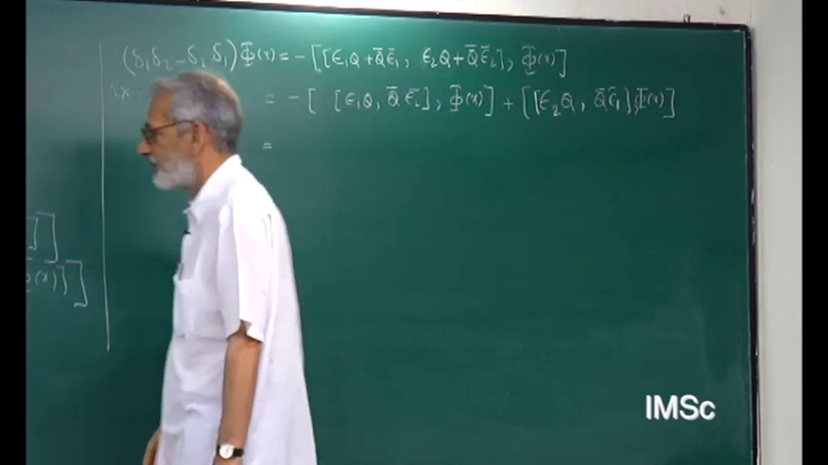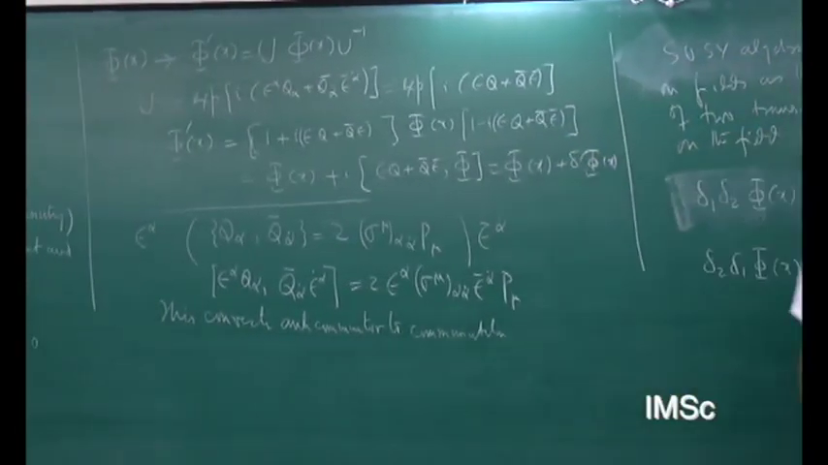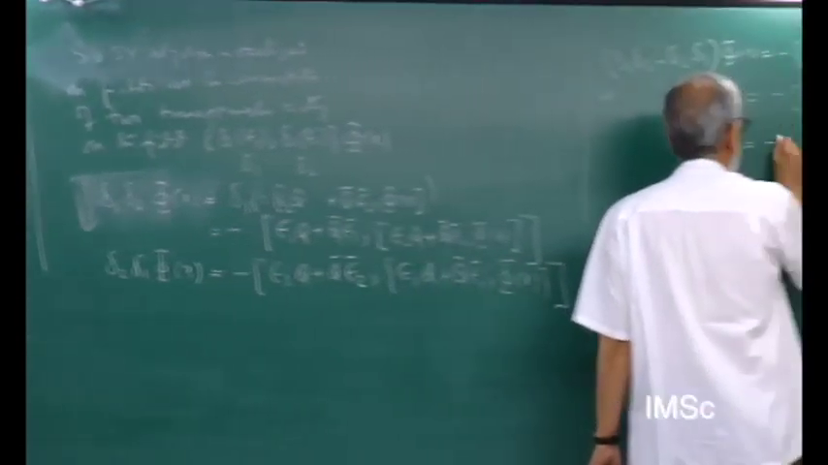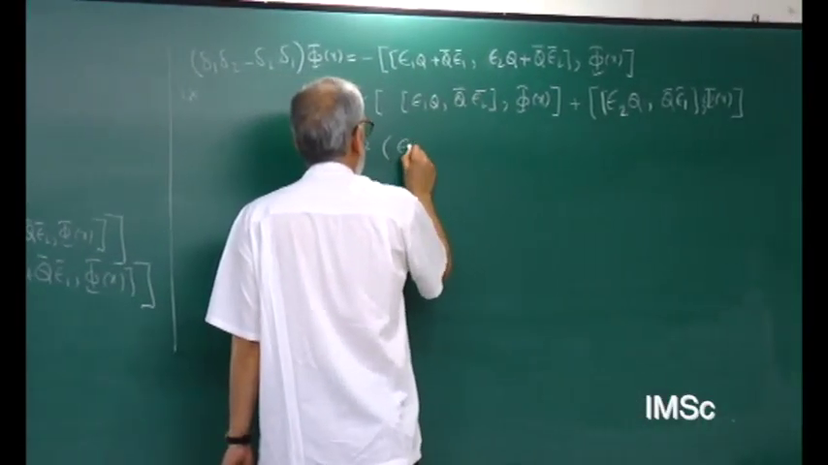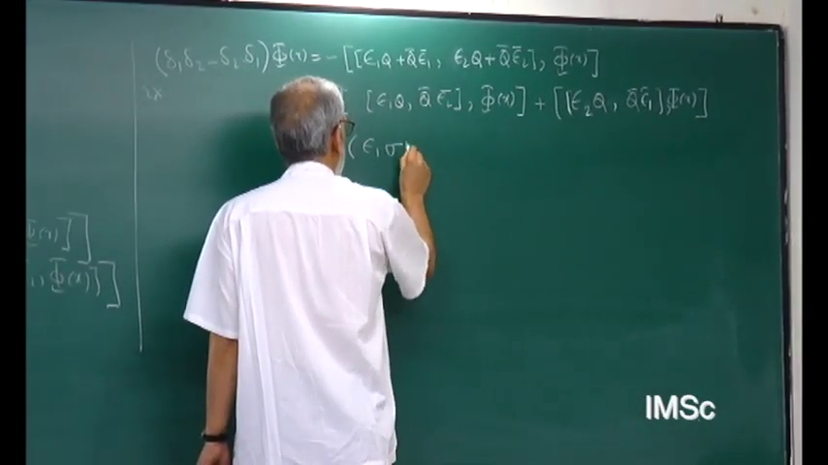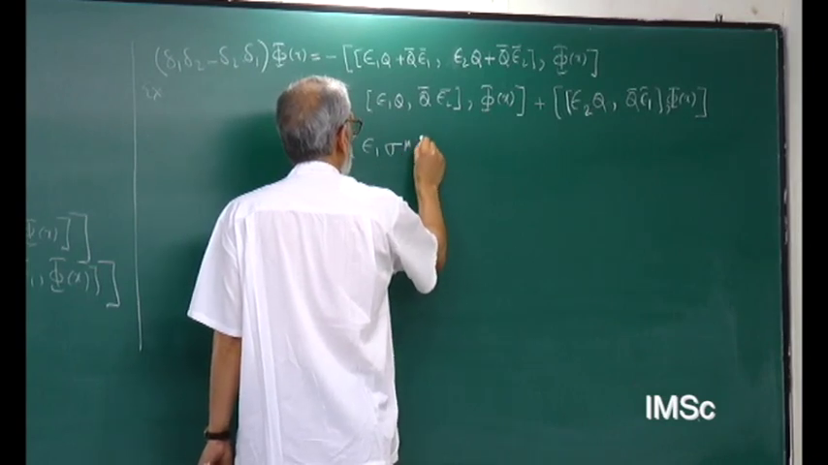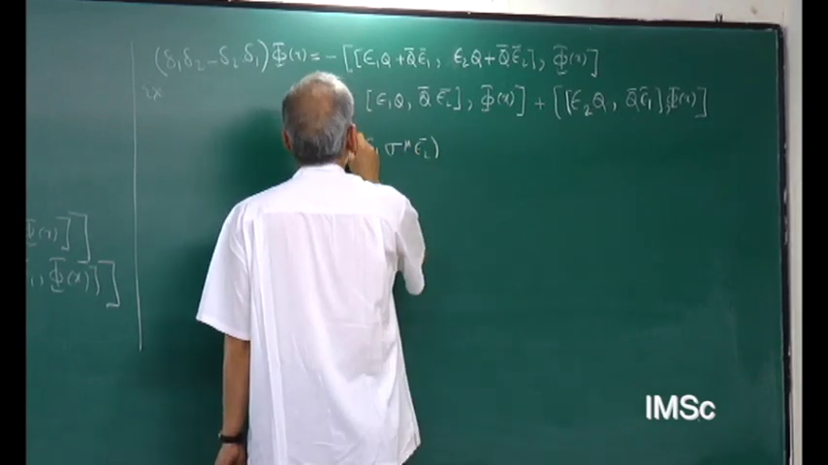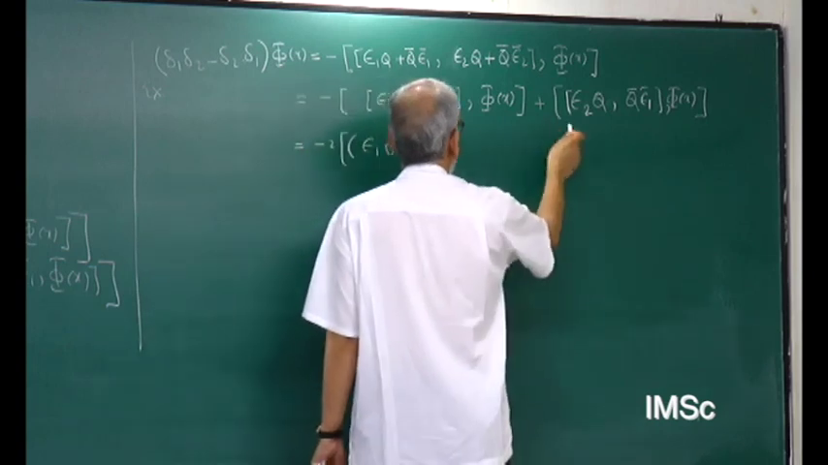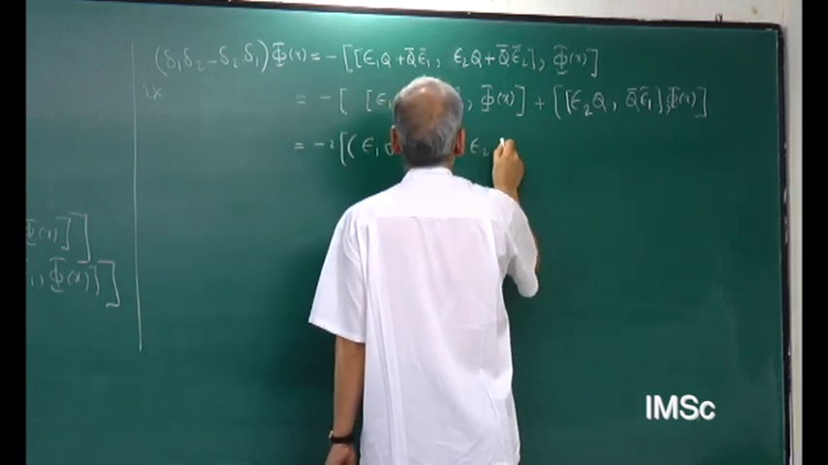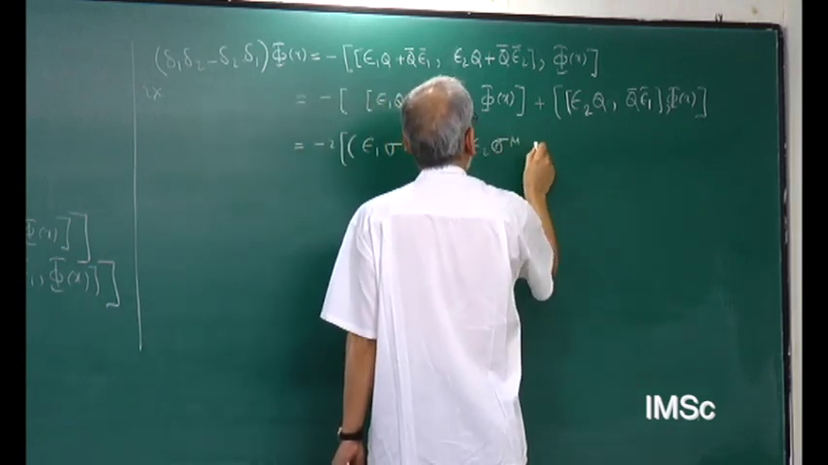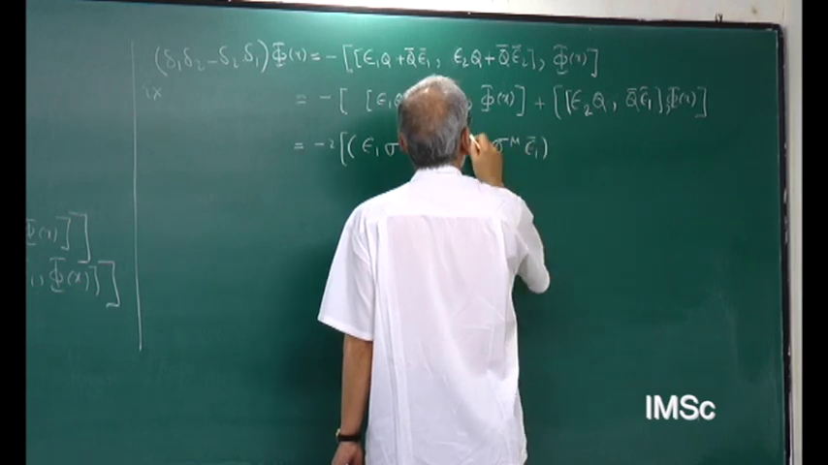Now I can read this off from the algebra here. Minus 2 epsilon 1 sigma mu epsilon 2 bar, and this is minus epsilon 2 sigma mu epsilon 1 bar.